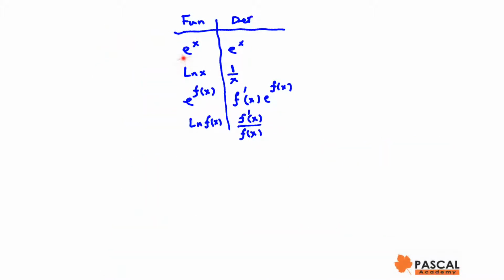We proved the derivative of e^x is itself. The derivative of ln x is 1/x. By chain rule, the derivative of e^f(x) is e^f(x) times the derivative of f(x), which is f'(x) e^f(x). And the derivative of ln f(x) is 1/f(x) times f'(x), which is f'(x)/f(x).